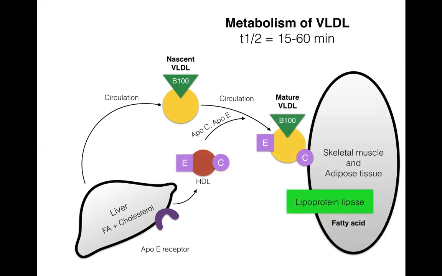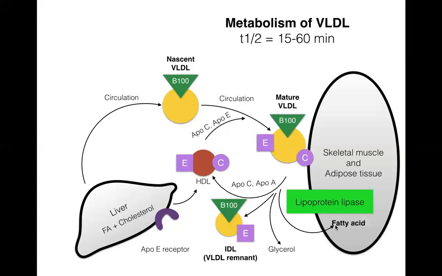ApoC is once more important because it activates the enzyme lipoprotein lipase, which hydrolyzes the triglyceride into fatty acid, which is taken up by those target tissues, and the glycerol, which, as we know, travels into the liver and kidney for either gluconeogenesis or glycolysis. When ApoC is ultimately returned to HDL, this now prevents the VLDL from further unloading its content. And what is left behind is what is referred to as the IDL, intermediate density lipoprotein, or the VLDL remnant.